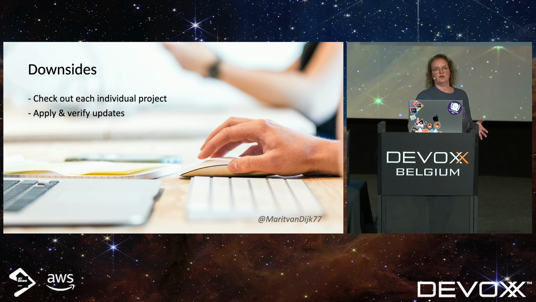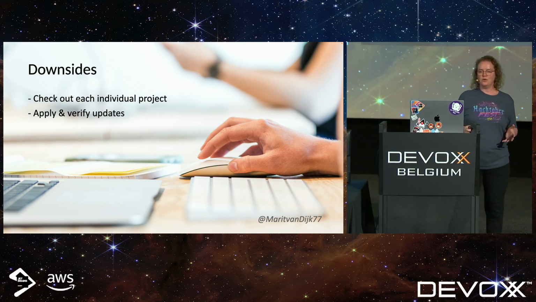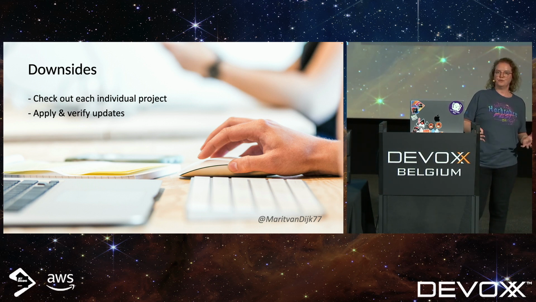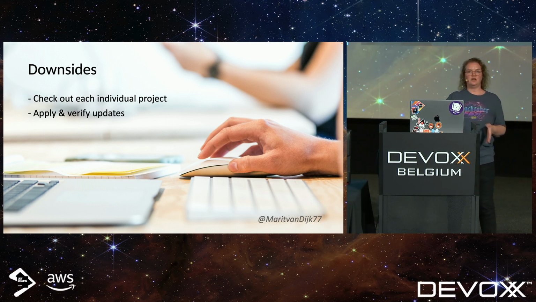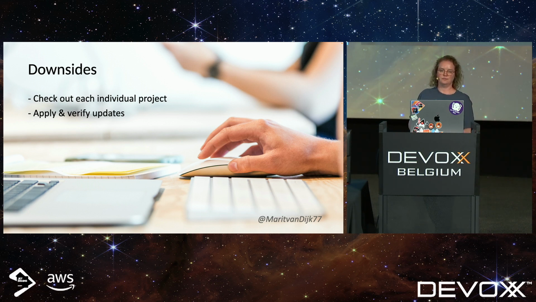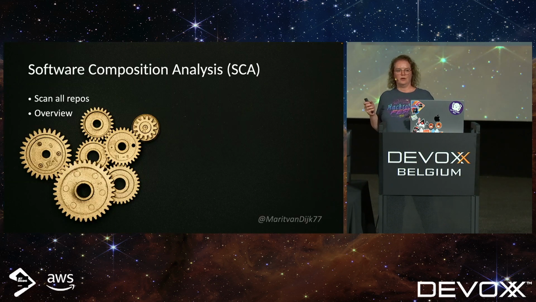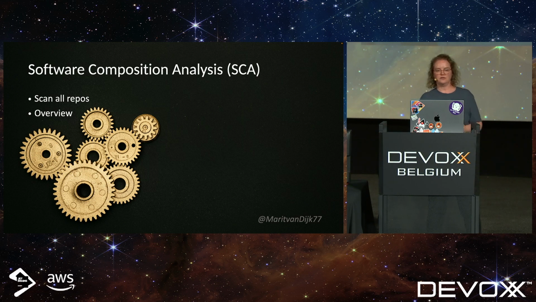So the things I showed you just now can be useful if you have nothing else, but the downsides are you need to check out each individual project and see whether there are dependencies that you can update in that project, and then apply and verify those updates. A better solution would be to use software composition analysis. There are a bunch of tools available for that.